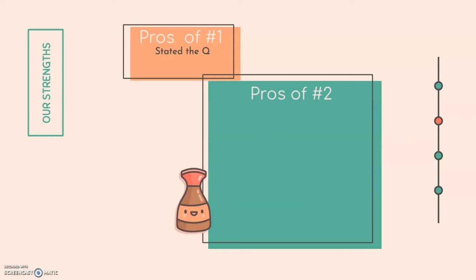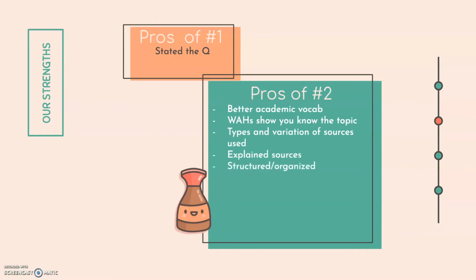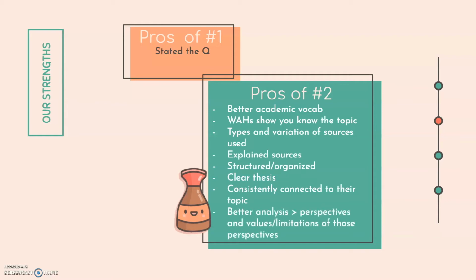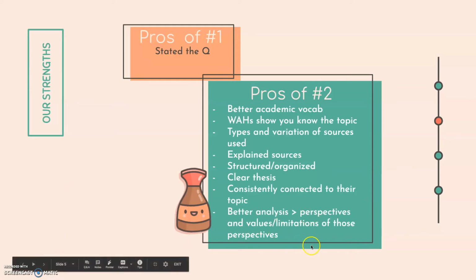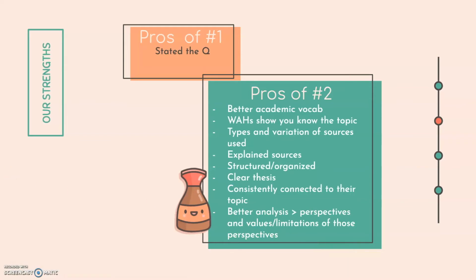However, these are all the reasons you guys provided for why HI number 2 was better. They had better academic vocabulary. They had WAS, which shows they actually know what they're talking about, which is the whole purpose of me having you guys complete the HI, Here's the Story, is it's helping me to see, do you actually understand the topic? They varied up their sources, they explained their sources, it was very structured and organized with a thesis, everything connected back to the topic, and their analysis was far superior, especially because they did what the HI really needs, which is including perspectives and then evaluating those perspectives for their values and limitations within section 2, in addition to section 1.